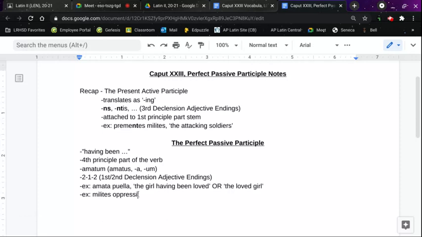All right, so second declension. Since soldier is a masculine noun, I'm going to use the second declension and the nominative plural here. All right, so both words, milites and oppressi, they agree with each other. They're both nominative plural in this example. And so this would translate as the soldiers having been overwhelmed, or the overwhelmed soldiers. So the overwhelmed soldiers retreated, or whatever.